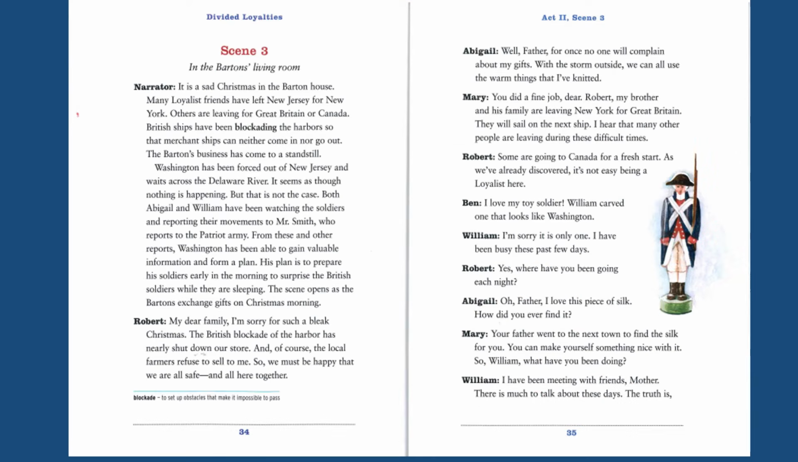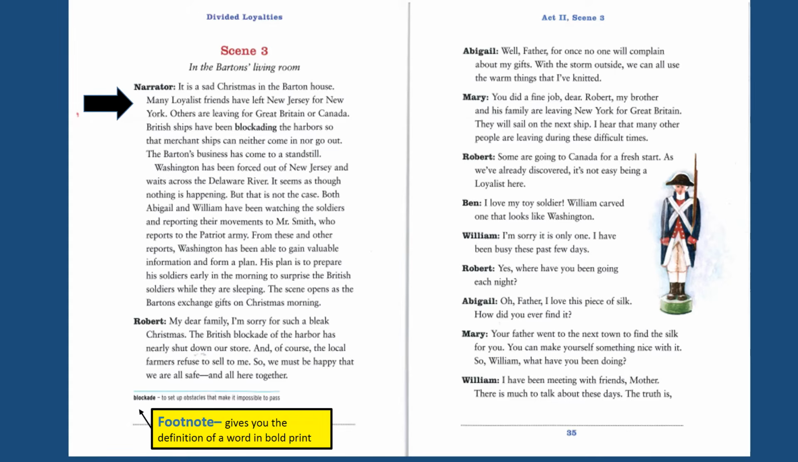Scene 3. In the Bartons' living room. It is a sad Christmas in the Barton house. Many Loyalist friends have left New Jersey for New York. Others are leaving for Great Britain or Canada. British ships have been blockading the harbors so that merchant ships can neither come in nor go out. The Bartons' business has come to a standstill.